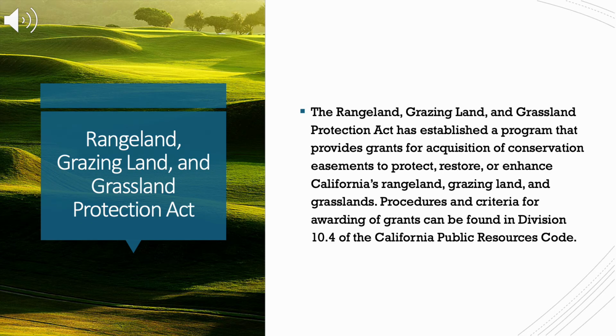Rangeland, Grazing Land, and Grassland Protection Act. The Rangeland, Grazing Land, and Grassland Protection Act has established a program that provides grants for acquisition of conservation easements to protect, restore, or enhance California's rangeland, grazing land, and grasslands. Procedures and criteria for awarding of grants can be found in Division 10.4 of the California Public Resources Code.